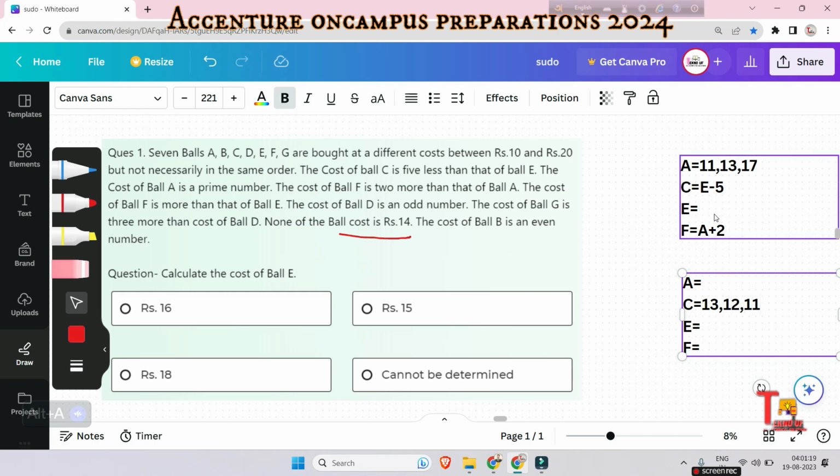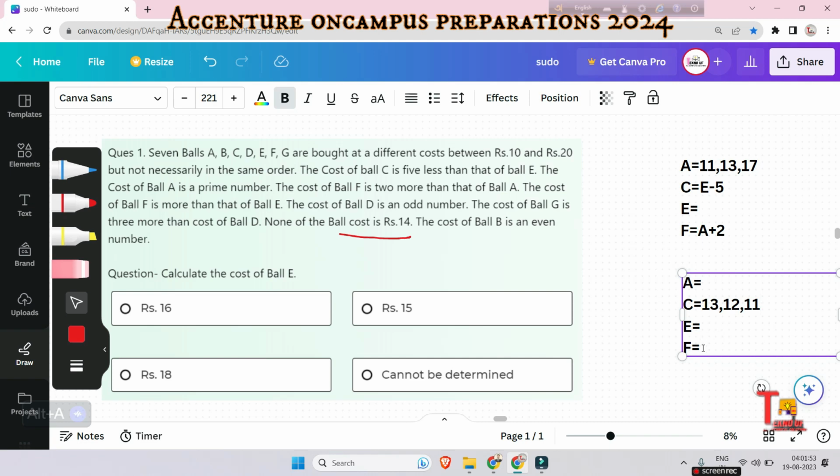Why? Because C is 5 less than E. So 5 less than E means E cannot possibly be 19, because F is greater than E. So E should be less than 19. So 18, 17 and 16 can be the possible numbers for E. So the value of C will be 5 less than E: 13, 12 and 11, among them the value of C will be.